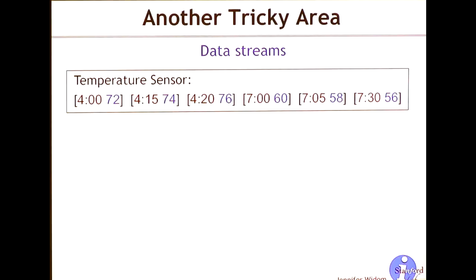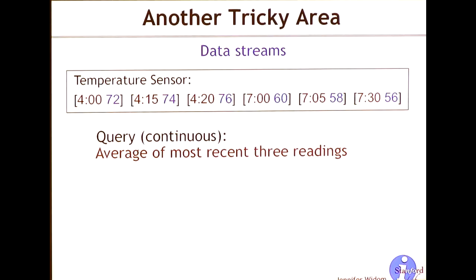I'm going to be fairly quick with this one. So here is an example data stream. We have a temperature sensor that's giving us some measurements along with timestamps: 4 o'clock, 72, 4:15, 74, 4:20, 76, and so on. So it's a stream of time-stamped values from a sensor. And as I said, in data streams, you have a query sit there, and the query will give answers as the data streams in. So we're going to have a query that's going to give us the average of the most recent 3 readings. So at all times, I want the result of my query to be the latest average of 3 readings.